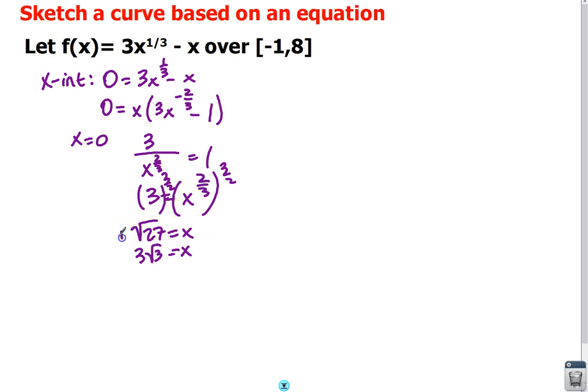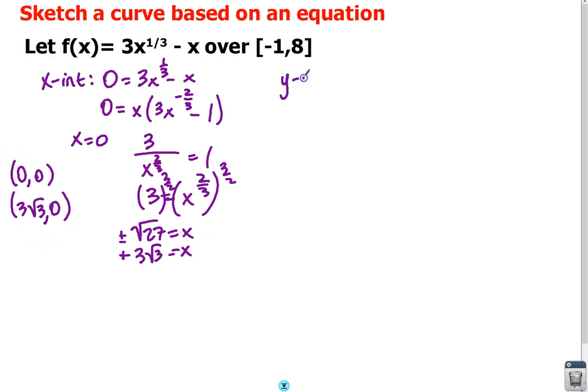Well, it's supposed to be plus and minus. However, looking at my interval here, I'm only going from -1 to 8. I only want to keep the positive. So my x-intercepts are going to be at 0, 0, and at positive 3 root 3, comma 0. Okay, those are my x-intercepts.